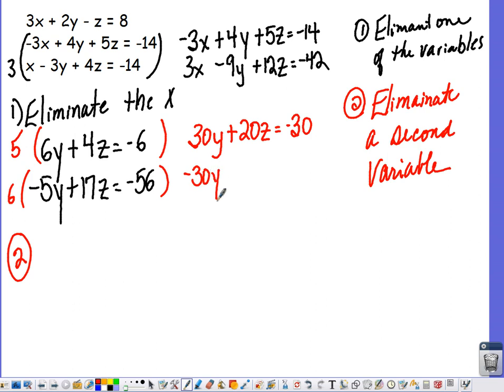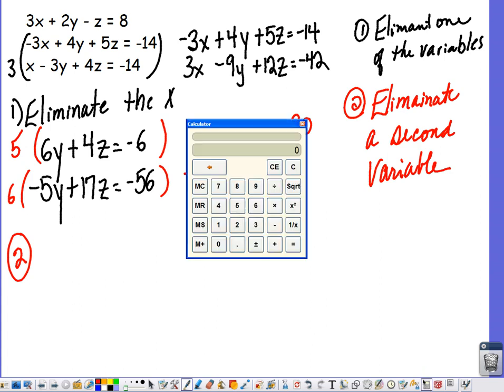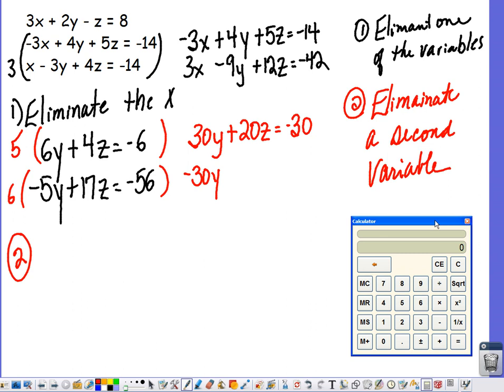6 times 17, and this is one that you're going to have to really make sure that you're careful with. So let's do 6 times 17 gives me 102z equals, and then 6 times a negative 56 gives me a negative 336.